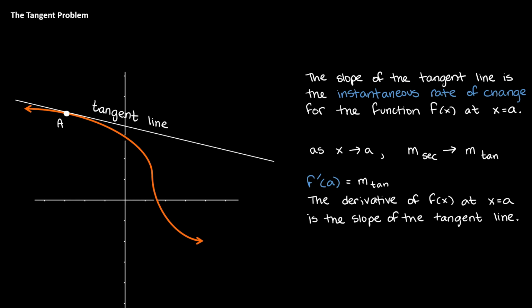So here we're saying that as x, this secondary point, gets closer and closer to A, then our secant slope gets closer and closer to our tangent slope. And our tangent slope is known as the derivative of f. This is the slope of the tangent line. This is the instantaneous rate of change for our function.